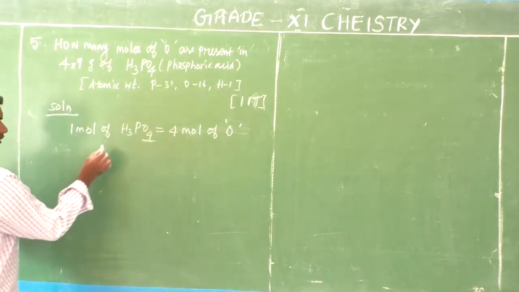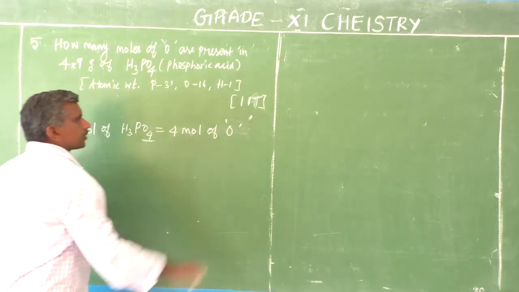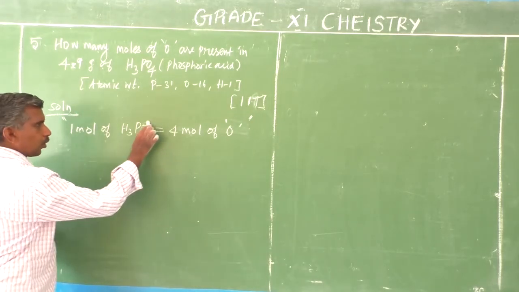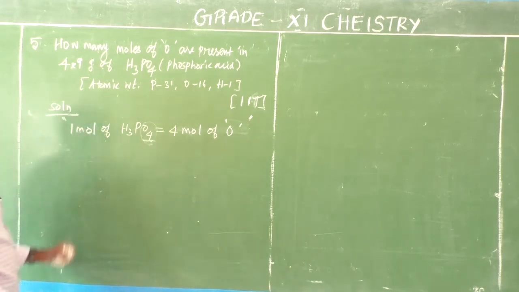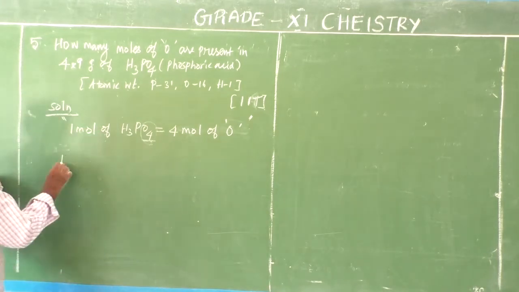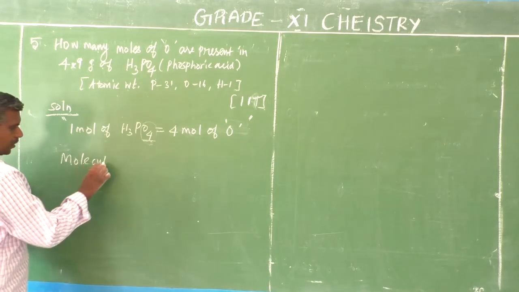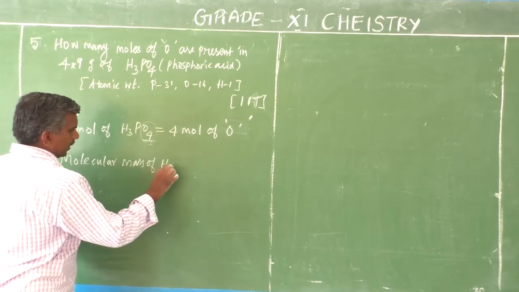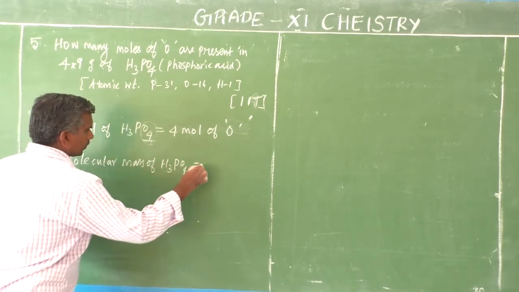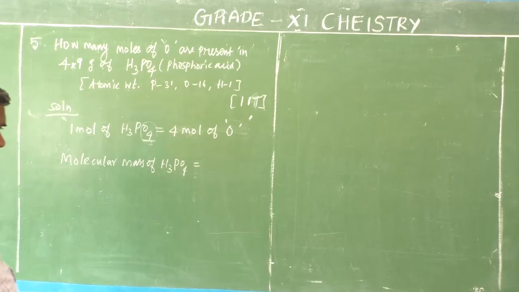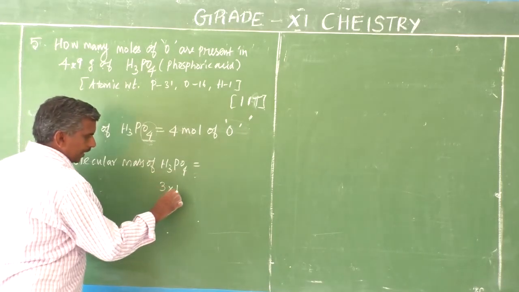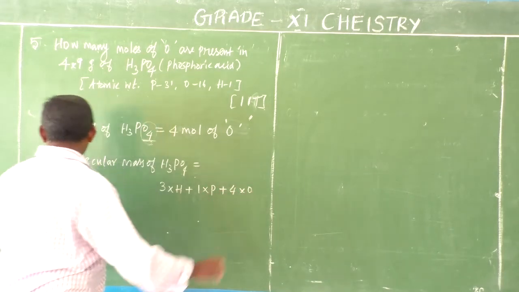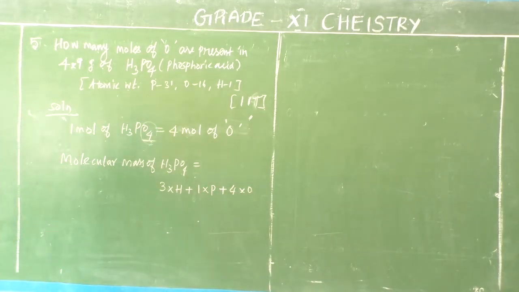Now, this is a group. Phosphoric acid, 4 mole. 1 mole of phosphoric acid contains 4 mole of oxygen. Now, molecular mass of phosphoric acid. We find this as the first step. Molecular mass of phosphoric acid: that is 3 hydrogen, 1 phosphorus, 4 oxygen.